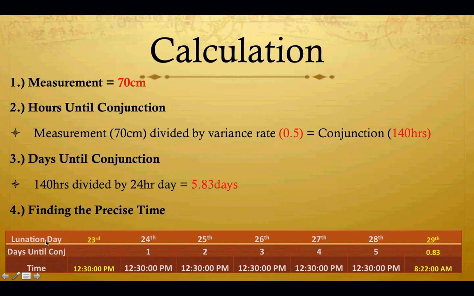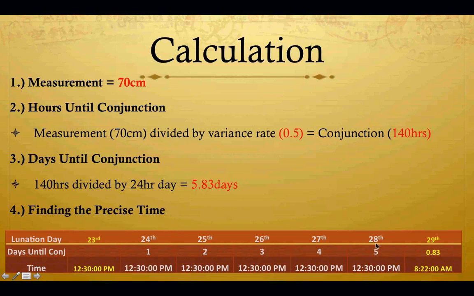Okay, so here we have the lunation day starts on the 23rd, and we took it at 12:30, right? So we know that there's 5.83 days. So what happens is that you just say, okay, from that day, the 23rd at 12:30, there's 5.83 days. Well, if you just go over 5 days, 1, 2, 3, 4, 5 days until the 28th, then you know that it's 12:30 p.m.